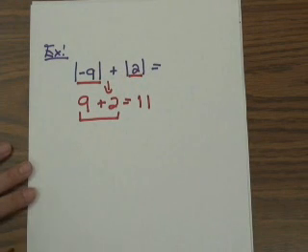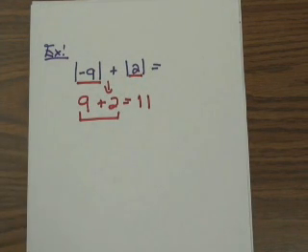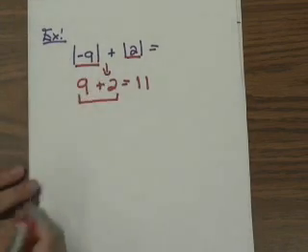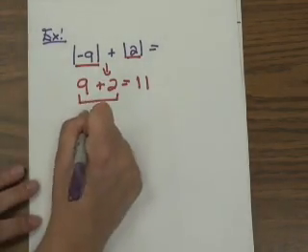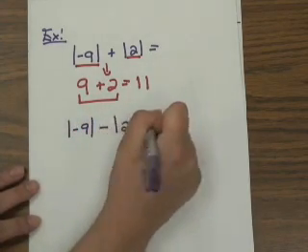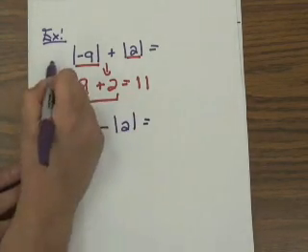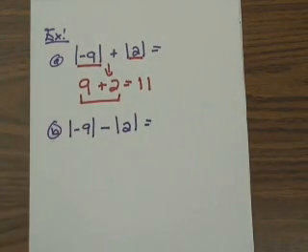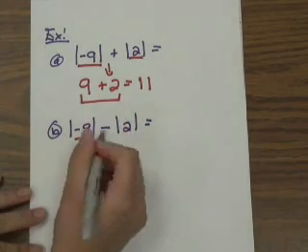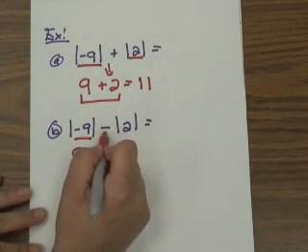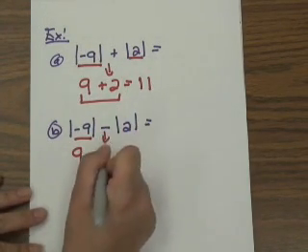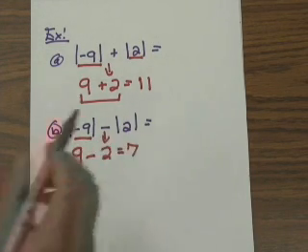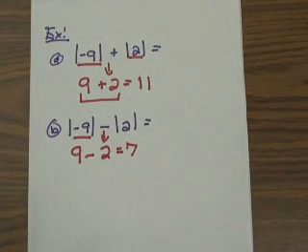What about a problem where the sign in the middle isn't positive? What about when it's negative? So let's take those same numbers, but let's change it to subtraction instead of addition. Let's make this A and this B. So again, you still need to ask yourself, what is the absolute value of negative 9? It's 9. Bring down that minus sign, the absolute value of 2. Now we have 9 minus 2. It equals 7.